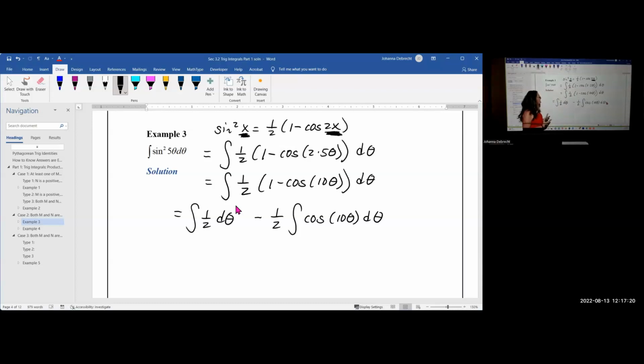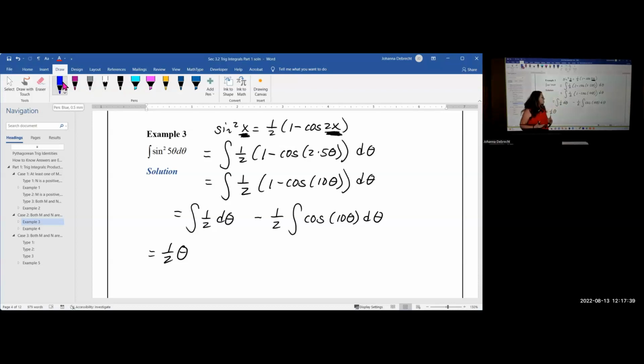I'm not always good about it, but I try to remember to do it. This one integrates directly. This just becomes 1/2 theta plus a constant. We'll roll all the constants together, so we have a 1/2 theta plus a c floating around. What about this guy? Well, I can integrate cosine.